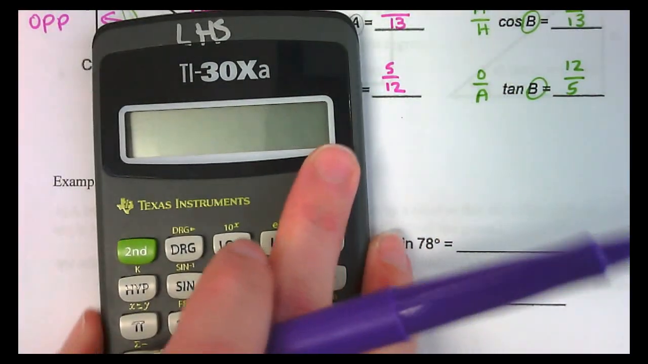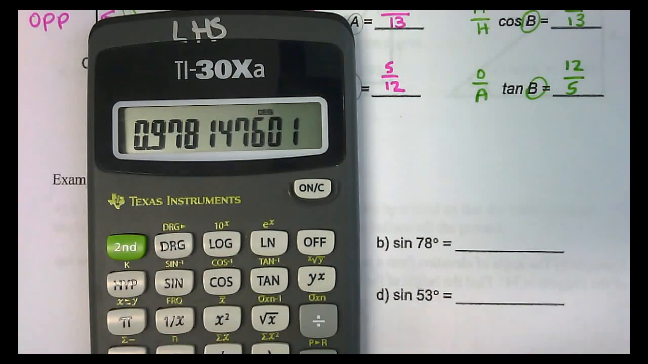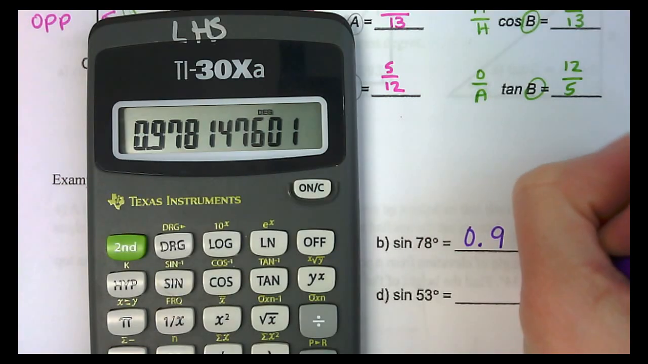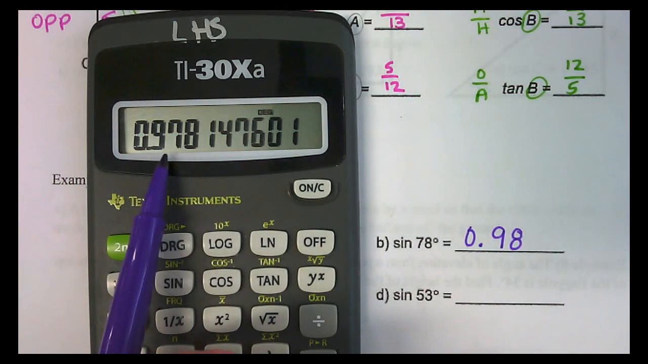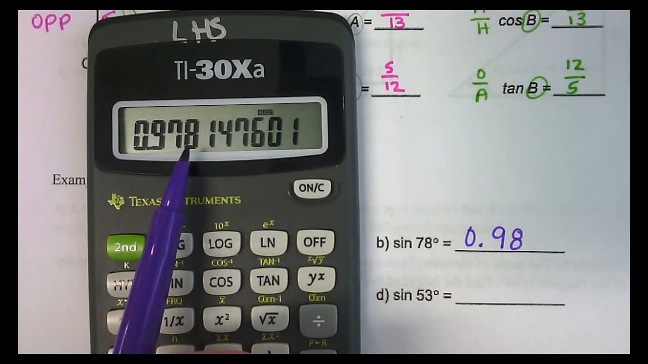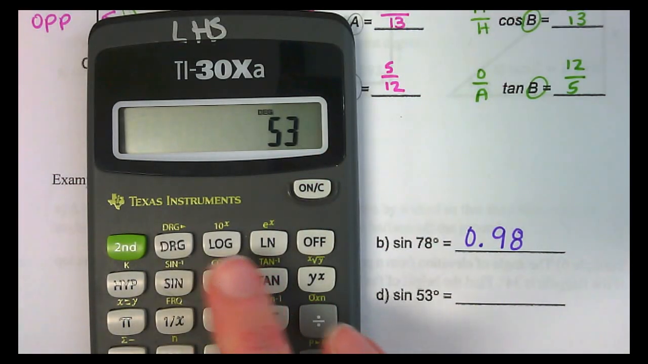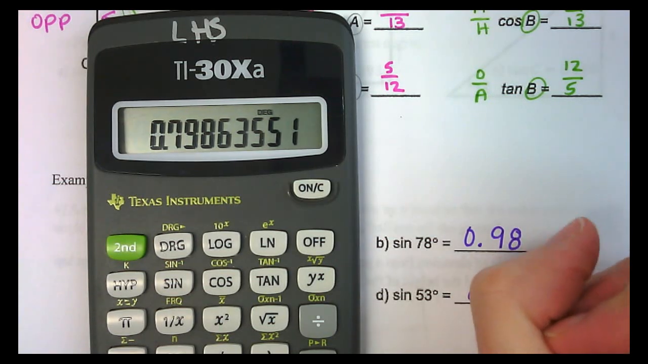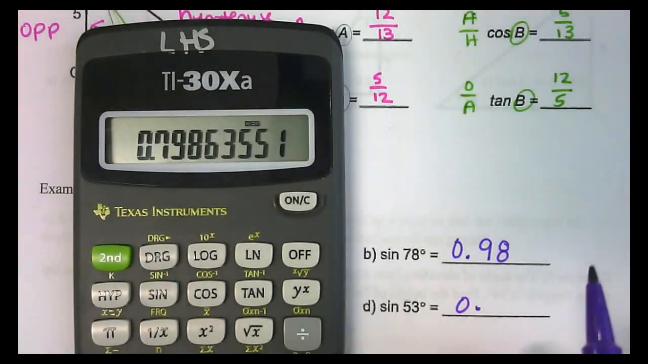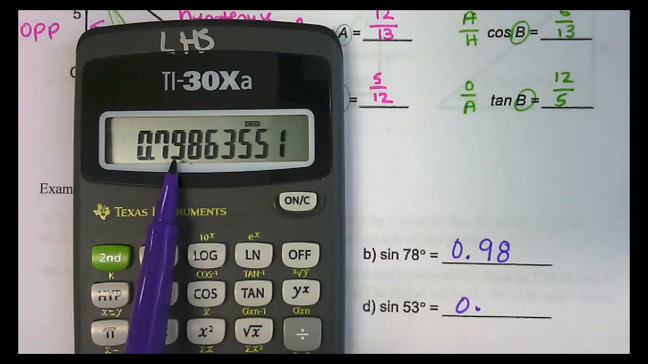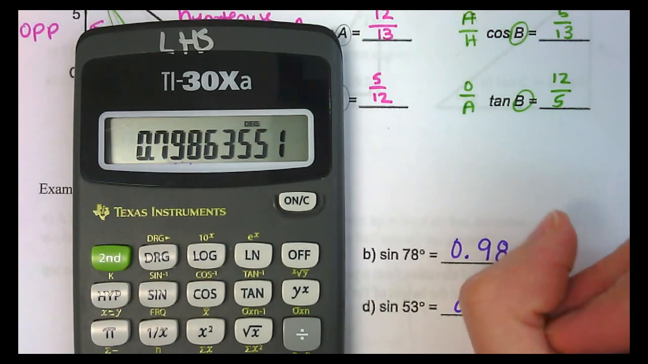Okay. These questions, if I do 78 and I hit sine, I get 0.9, and I have to round this up to an 8 because this number is 5 or greater. All right, and then 53 sine, and I get 0.79, and because this is an 8, I would have to round this up. So instead of 0.79, it's going to be 0.80.